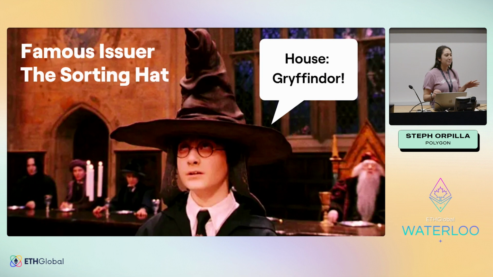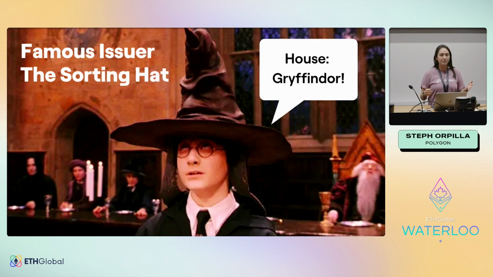But anyway, Harry Potter has one of the most famous issuers of all time, and that's the Sorting Hat. So when someone new comes to Hogwarts, they put on that hat, and the issuer says which house they're in. So Harry is famously on the fence between Slytherin and Gryffindor, but then at the end, the Sorting Hat is like, hey, Harry, which house do you want to be in? And he says Gryffindor. So he's kind of self-selected in, but the issuer, the Sorting Hat, gives him that badge of, okay, you're in Gryffindor.